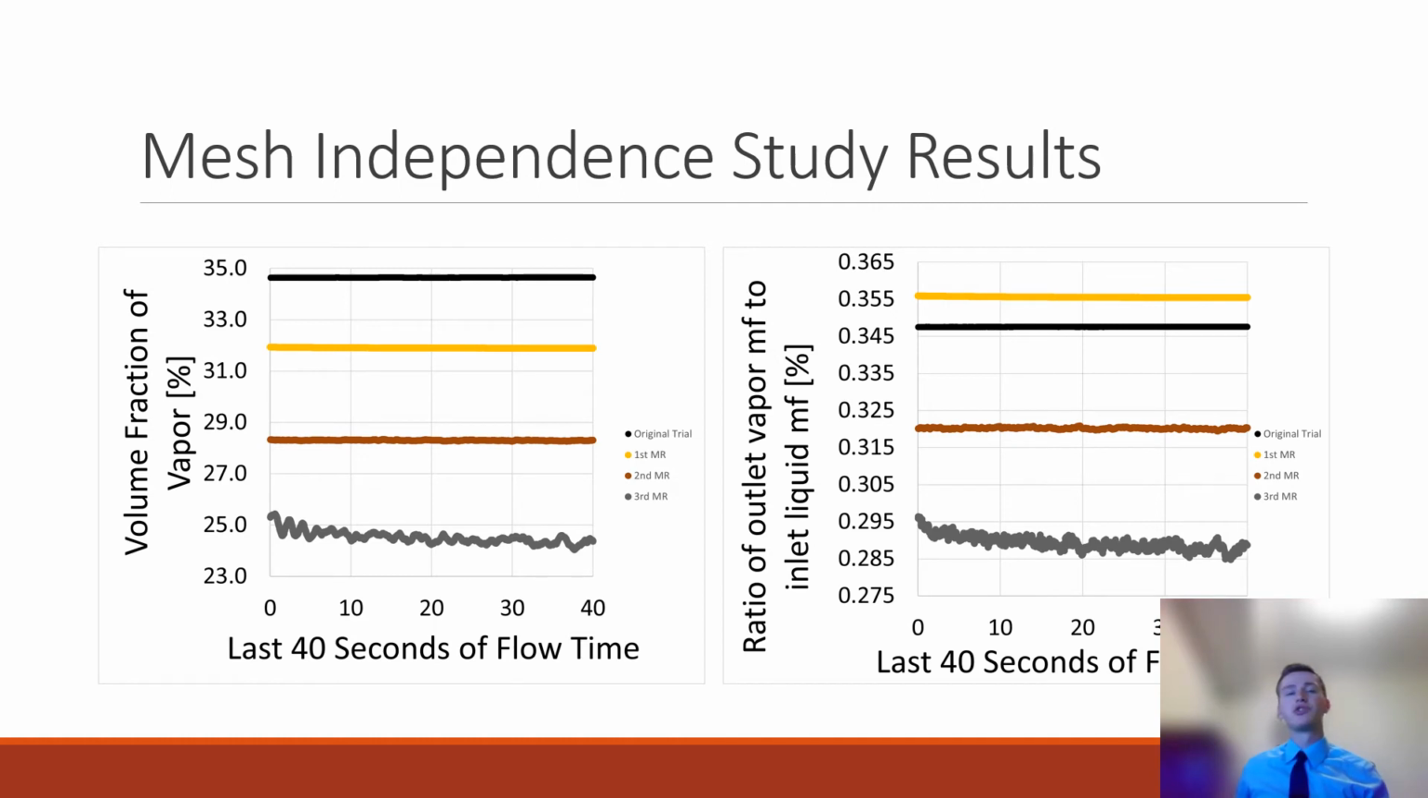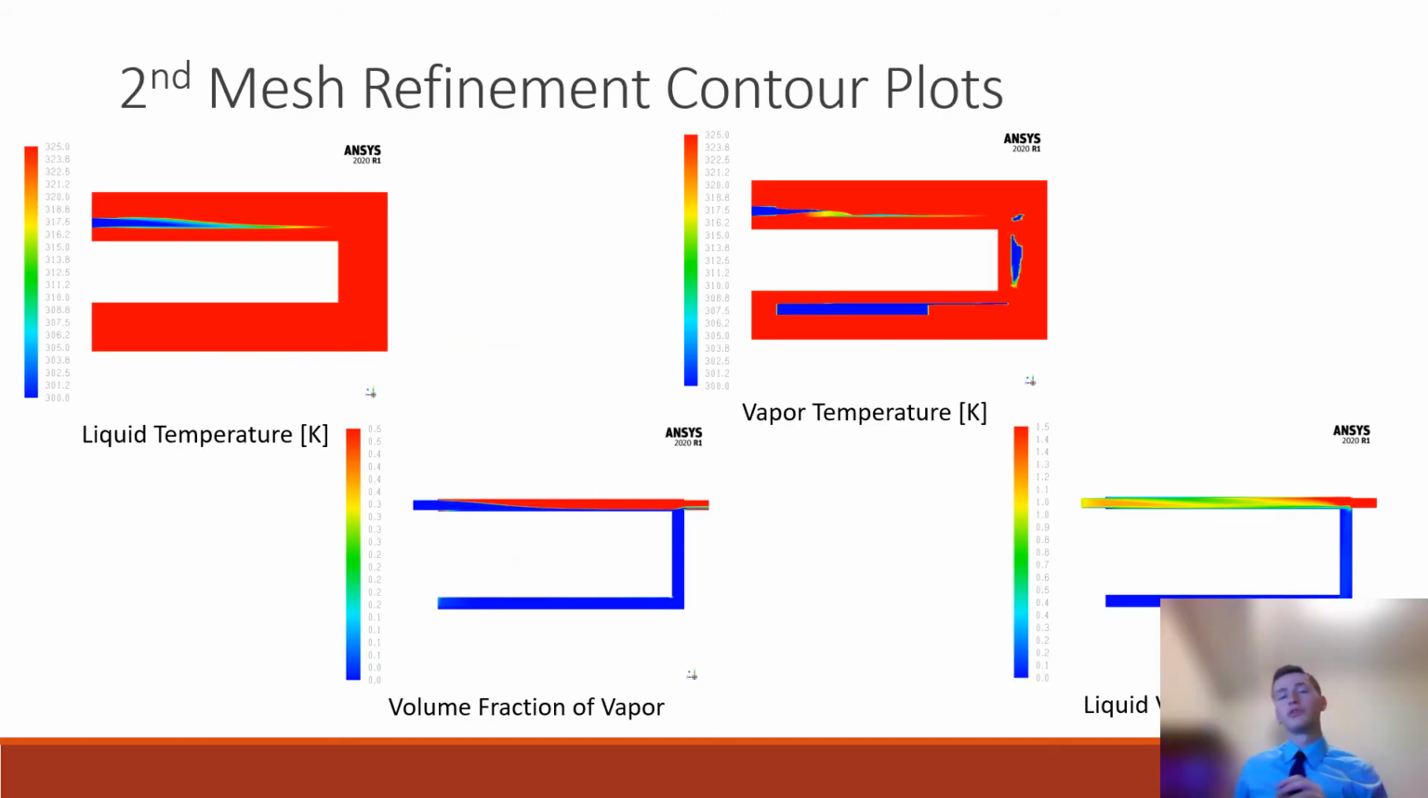So these two graphs show the last of the results from the mesh independent study. The graph on the left shows the total volume fraction of vapor inside the chamber for each of the models, and the graph on the right shows the ratio of outlet vapor mass flow to inlet liquid mass flow for each of the trials. So here are some contour plots of the second mesh refinement trial.